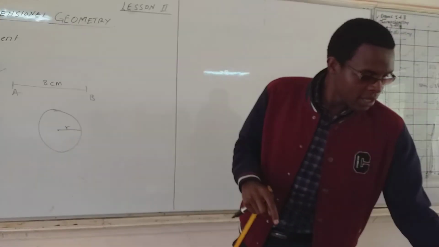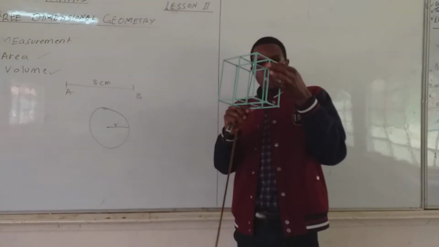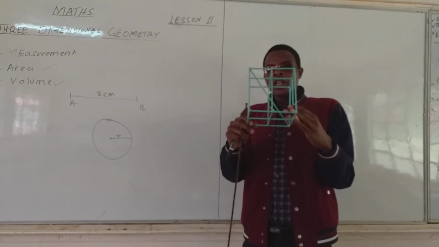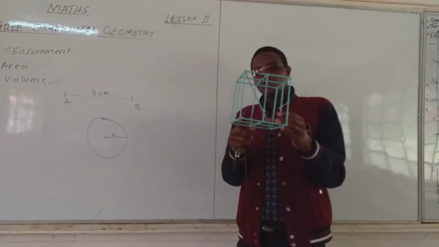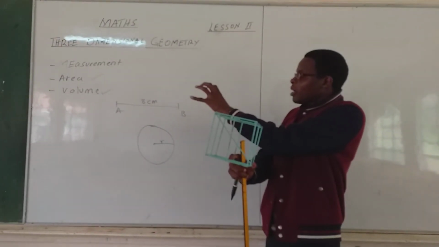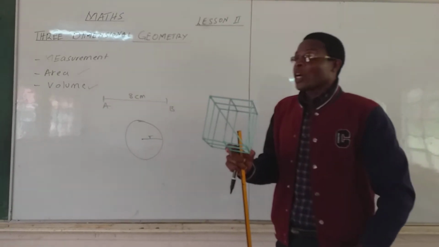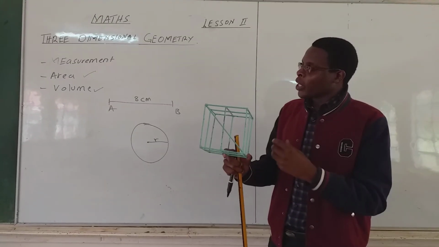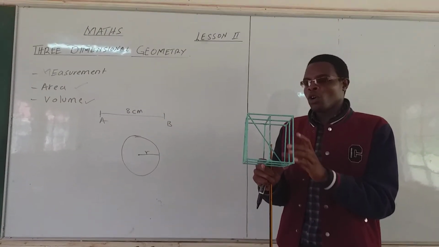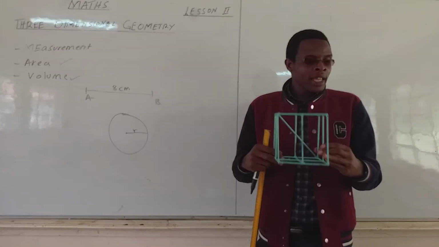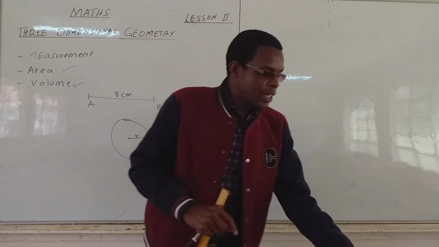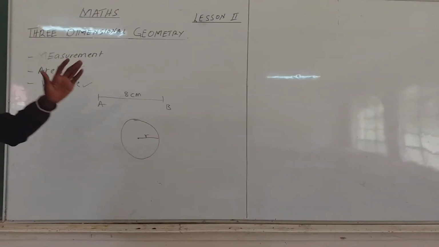And lastly, but not least, you can also look at what we have here. This is a square cuboid. And from this cuboid, we can come up with all three variables I mentioned: the measurement, the area, and also the volume of this given figure. So these are the examples of the three-dimensional geometry we are going to cover in the course of this topic. So these are the major figures.